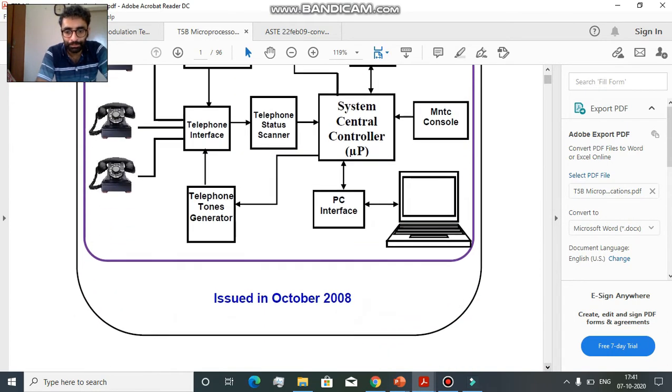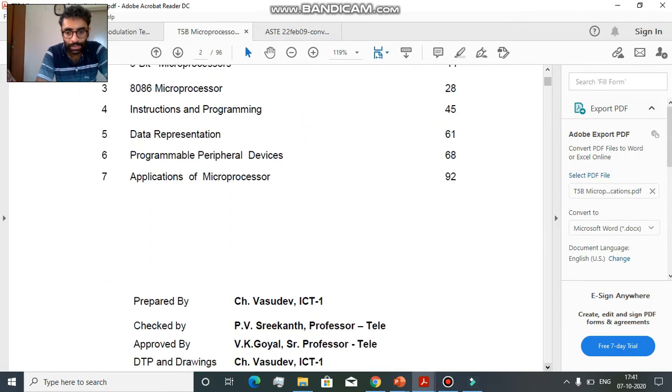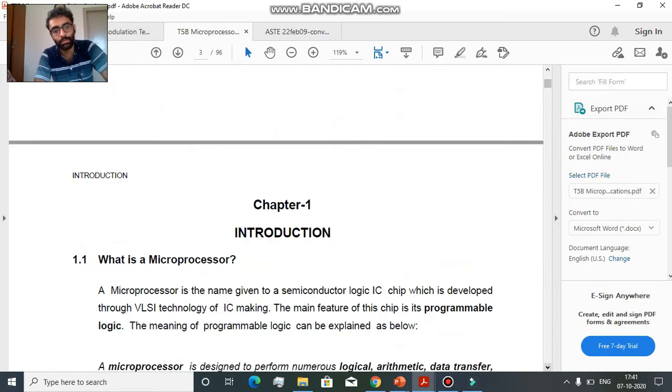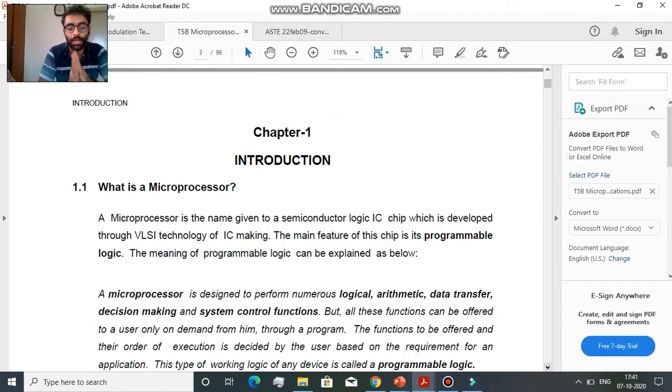As you can see, chapter 1 talks about microprocessor. First of all, what is the definition of microprocessor? This is very important. If you form your answer in a very organized manner, then it makes a good impression on the examiner, and for you also it's very easy to understand and recollect whatever you have studied.